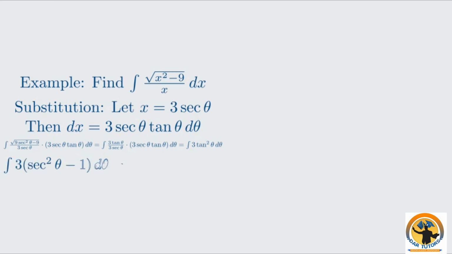We can't integrate tangent squared directly, but we can use the identity tangent squared theta equals secant squared theta minus 1. The integral of 3 secant squared theta minus 3 is 3 tangent theta minus 3 theta plus c. The final step is to convert back to x. We started with x equals 3 secant theta, so secant theta equals x over 3.